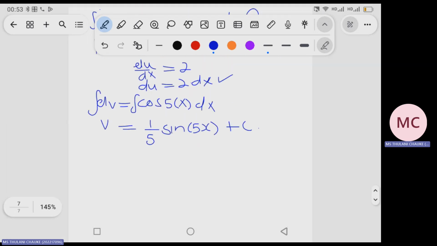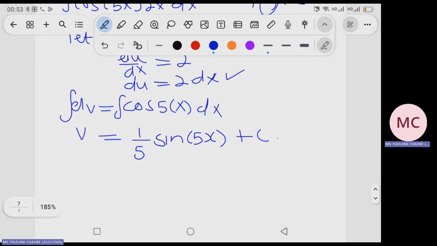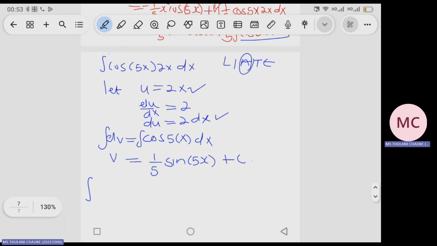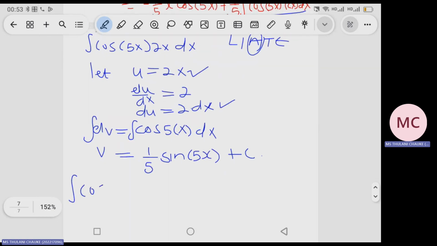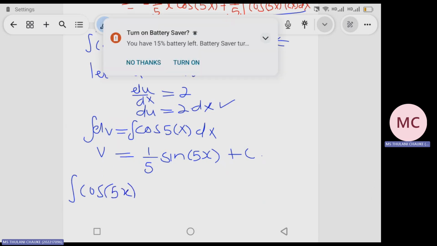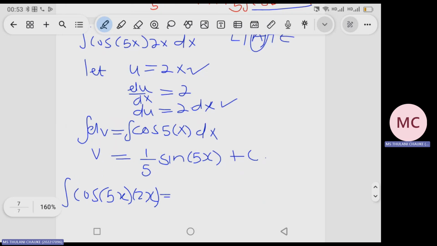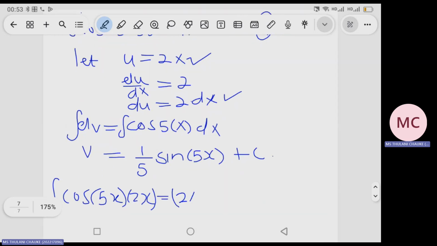So now I can substitute. So the integral of cosine of 5x times 2x dx will be equal to, my u is 2x, my v is 1 over 5 sine of 5x.